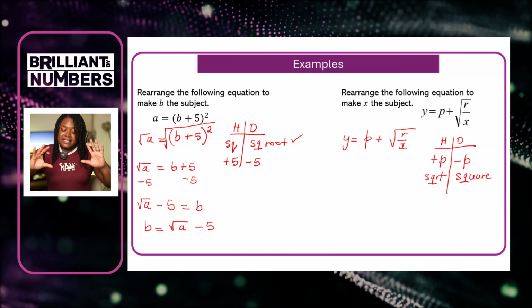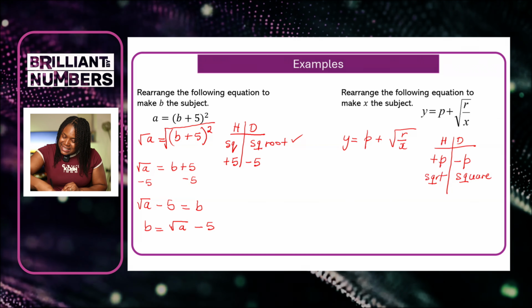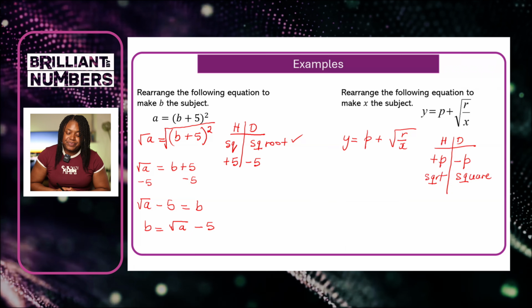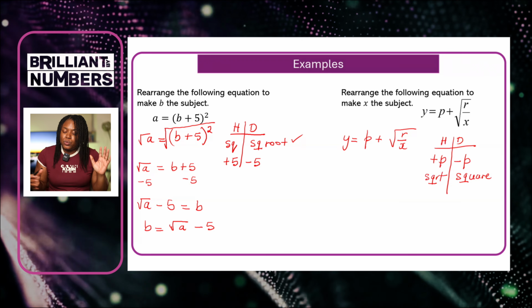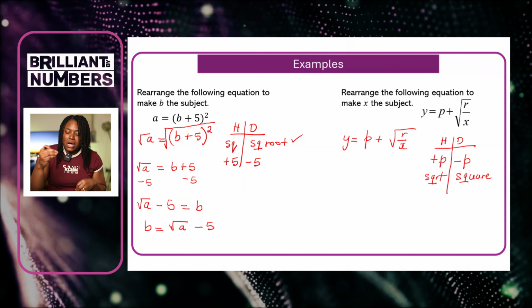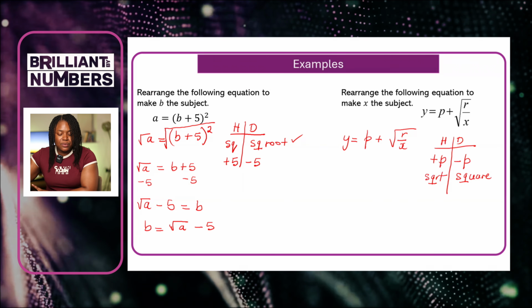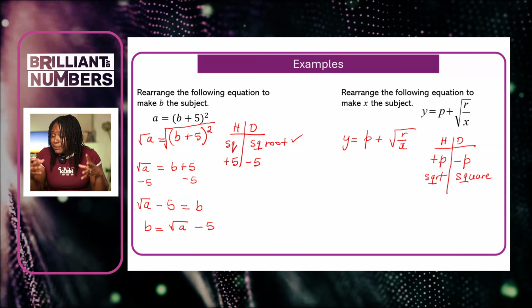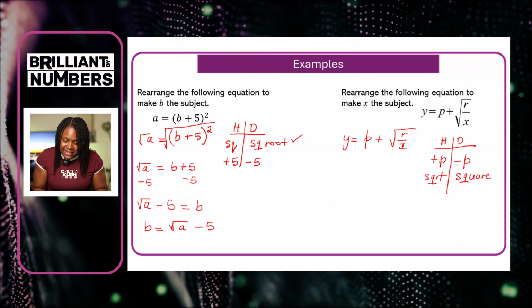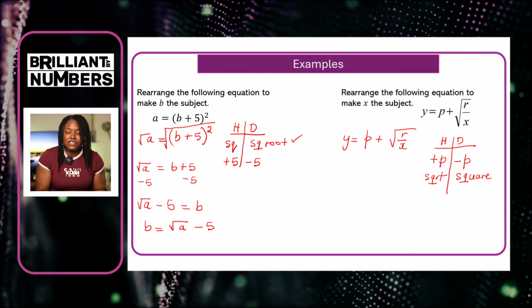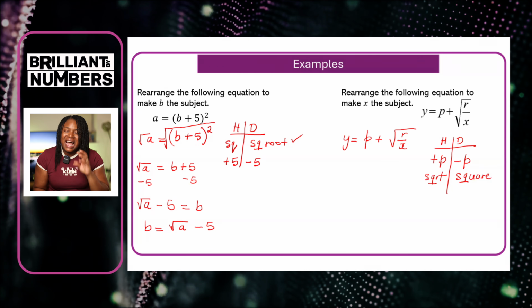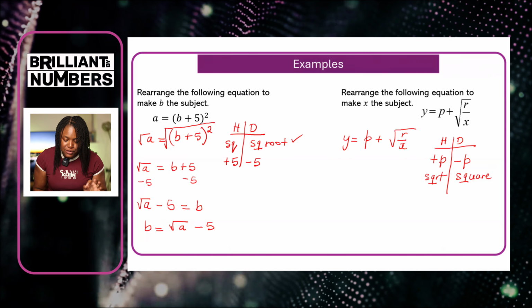So this time, because x is inside of the root, I have got to take care of my constant p first. So we could have easily written root r divided by x plus p. We could have changed it around. However, it's very important for you to be able to identify that this p, even though it's at the front of the equation, is still a positive and must be dealt with first.